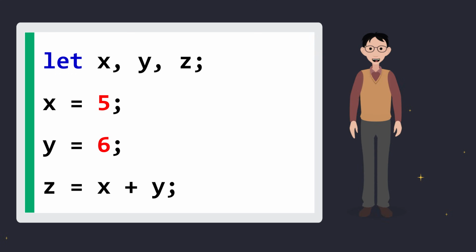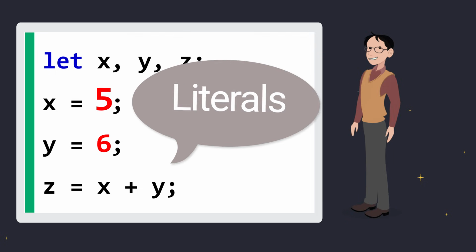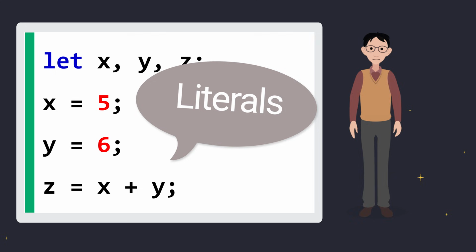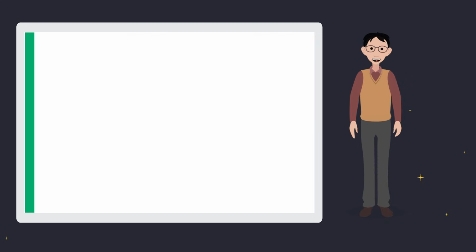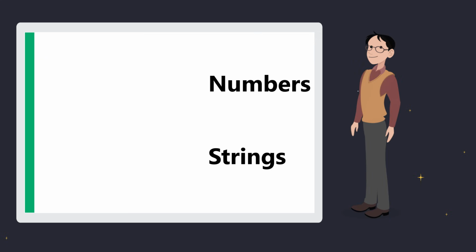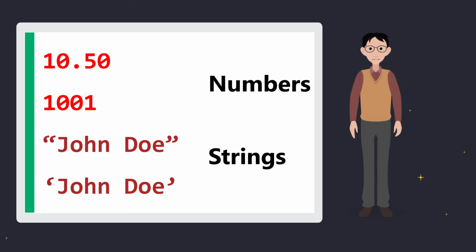Now let's talk more about values. Fixed values, or values that you provide in the script, are called literals in JavaScript. There are different types of literals for different data types, but let's look at two for now. Numbers and strings. Numbers don't need quotes, but strings, which are just text, go in single or double quotes.